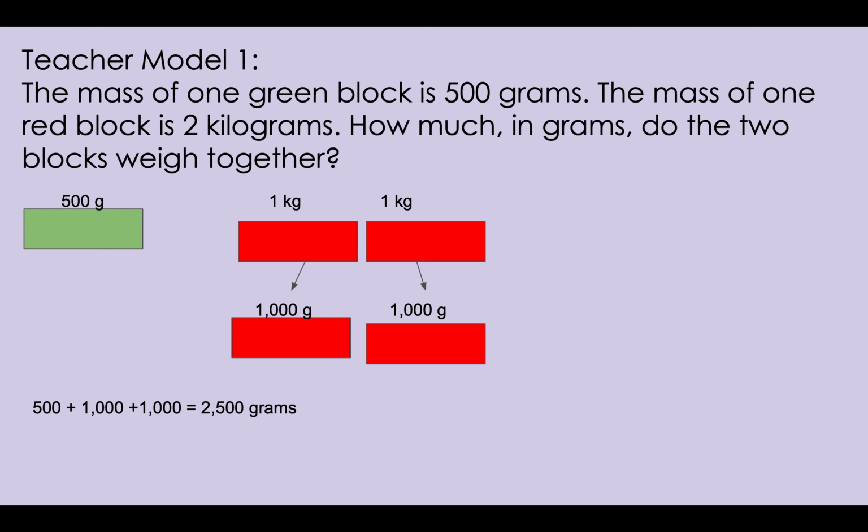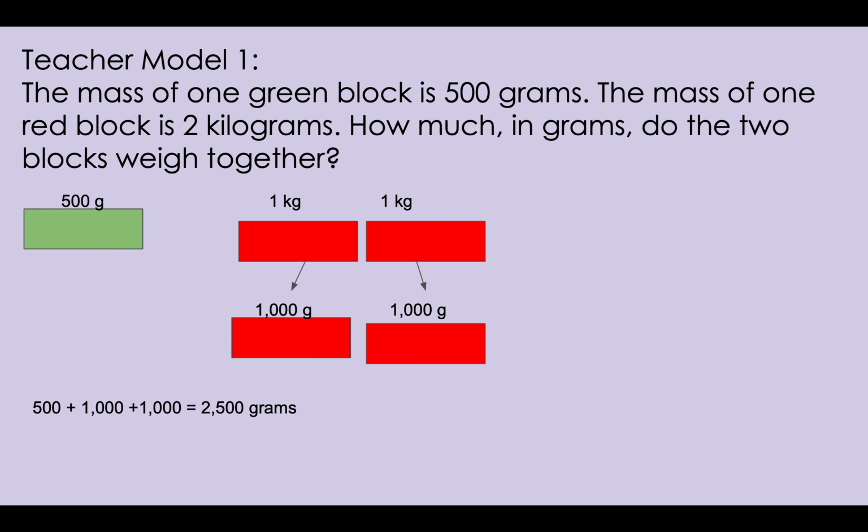Okay, in this problem, we have been given the weight of two different blocks. The weights are given to us in two different units of measure. We need to determine how many grams the blocks weigh together. Therefore, the measurement of both blocks need to be in grams. Let's draw a bar model to organize the information, and I already did that.